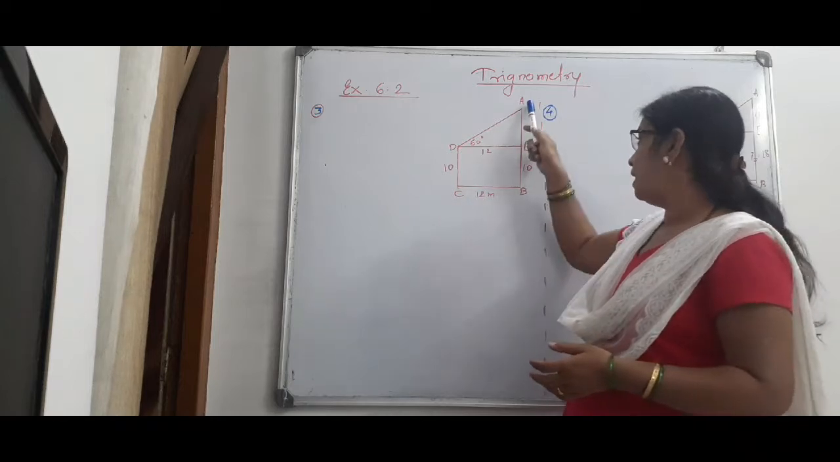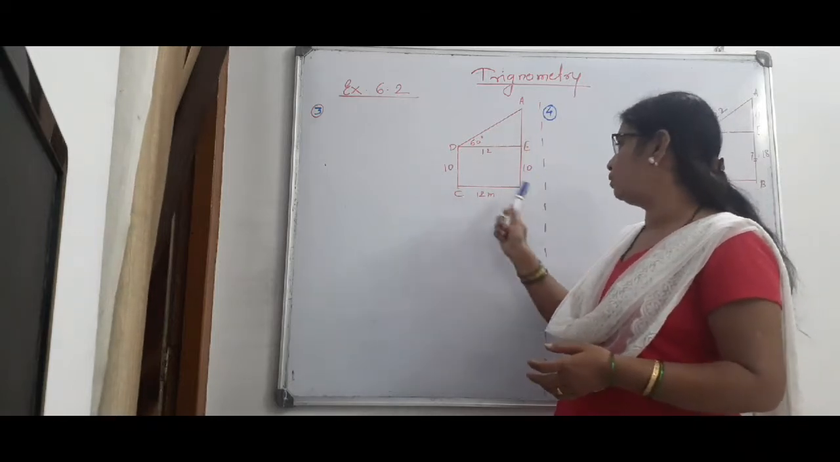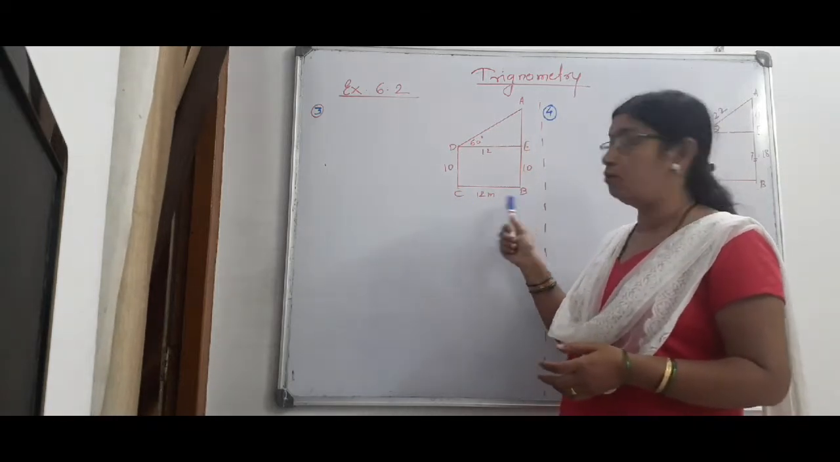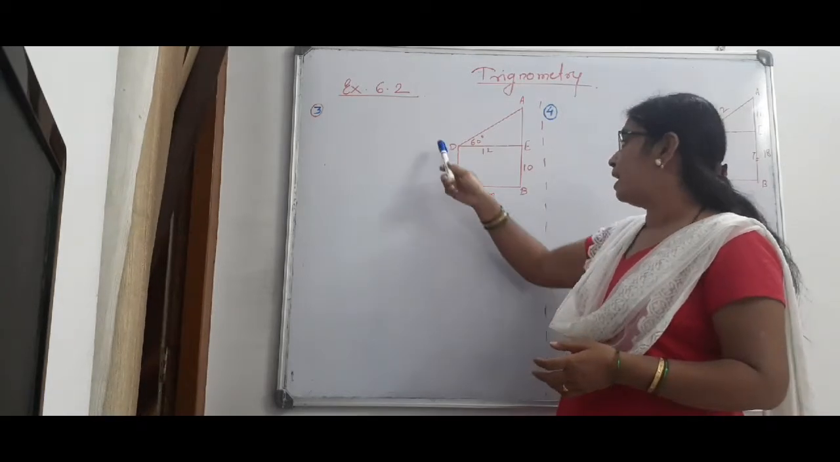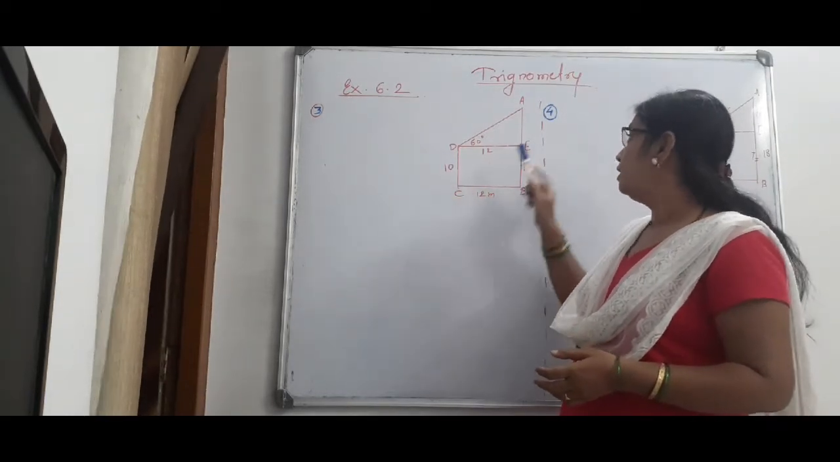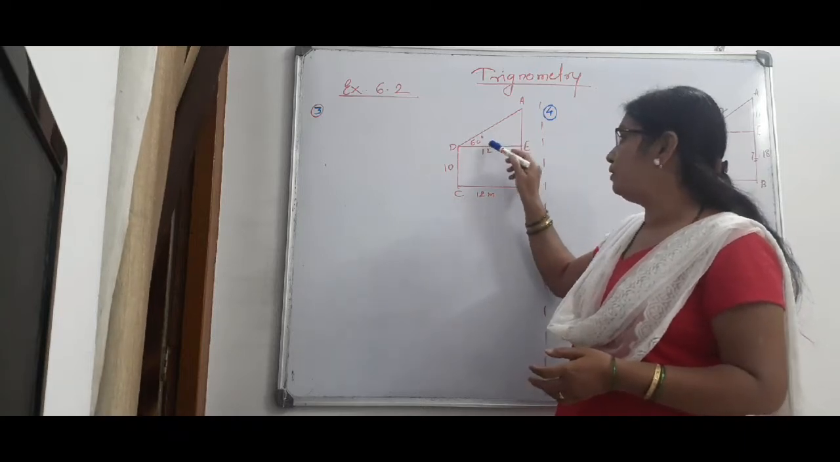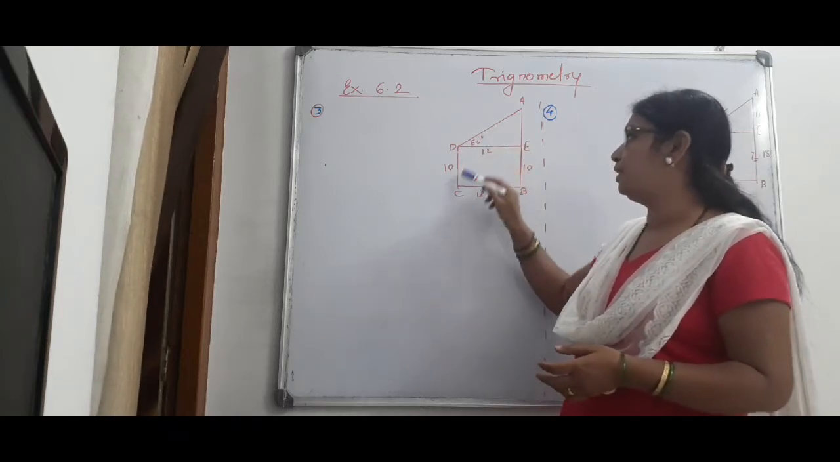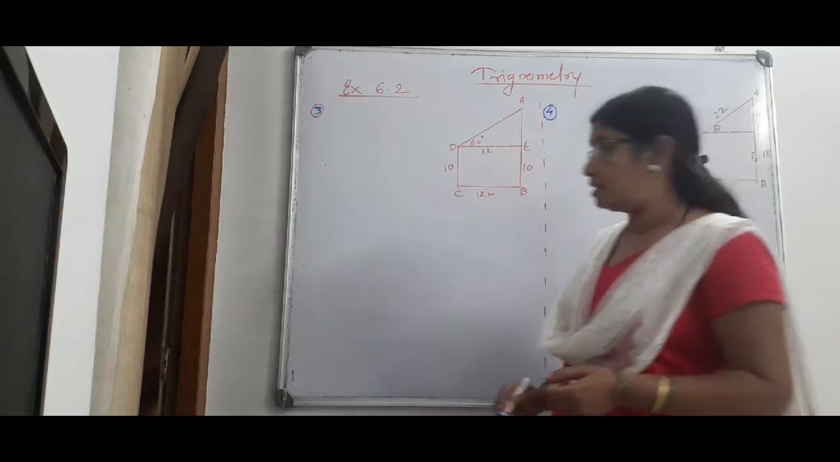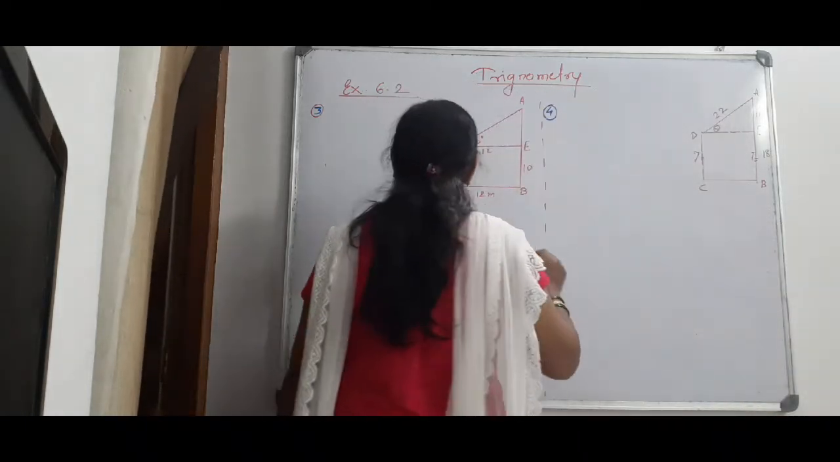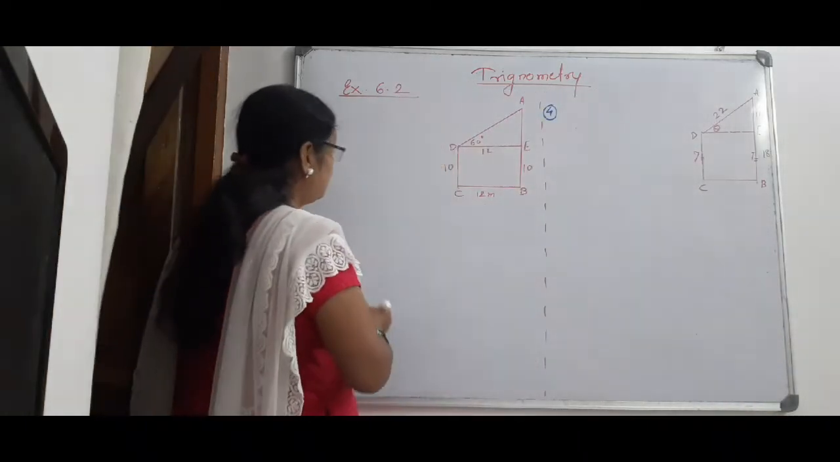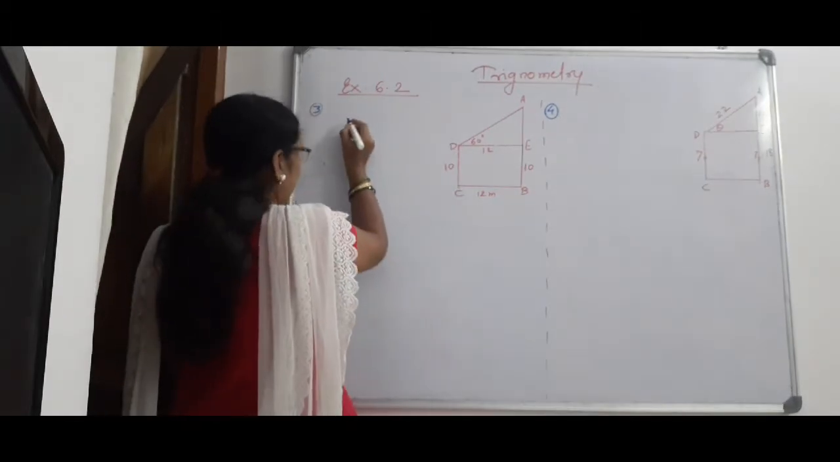Two buildings are on opposite sides of a road. BC is a road which is 12 meter. The height of the first building is 10. You have to find out the height of the second building. And what is the angle of elevation? From the top of the first building, the angle of elevation is 60. You have to find out the height of the second building. Now see here, what is given first, that we have to write down.